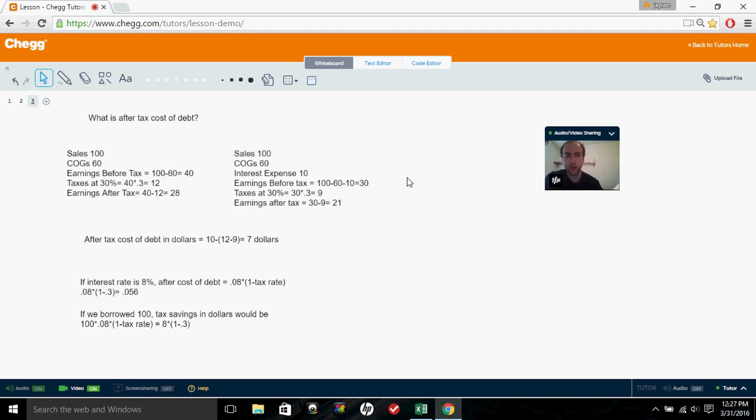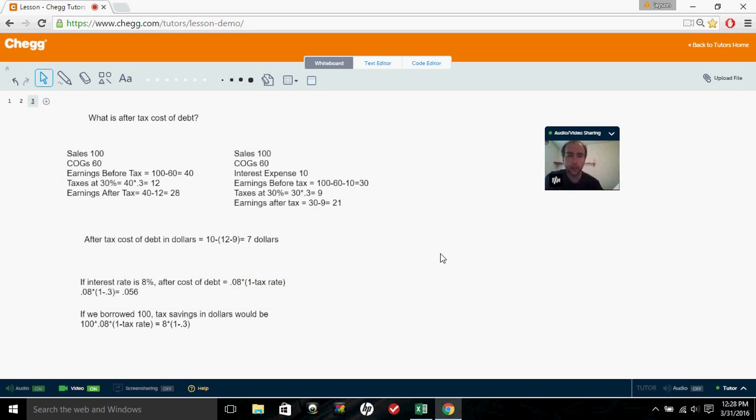So if we didn't have any debt at all, if we were all equity financed, we would have sales of 100, cost of goods 60, and therefore our earnings before tax would be $40. Our taxes would be based on that 40, so if our tax rate is 30%, we would have $40 times 0.3, or $12 we'd be paying in taxes. Our earnings after tax in that case would be the 40 minus the 12 to give us $28.